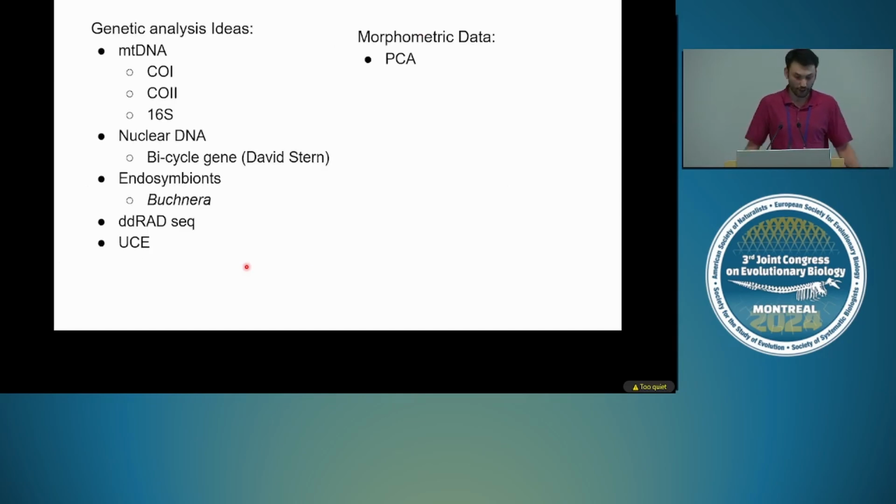Moving forward, I'd like to continue doing more. It's very preliminary right now, and the whole reason I'm here is to learn more methods and things to do. I'm hoping to get some nuclear DNA done. I don't think mitochondrial can answer all of my questions. So I'm looking at this bicycle gene from my collaborator David Stern at the Janelia Institute in Virginia. These bicycle genes are involved in a lot of the gall development stages.